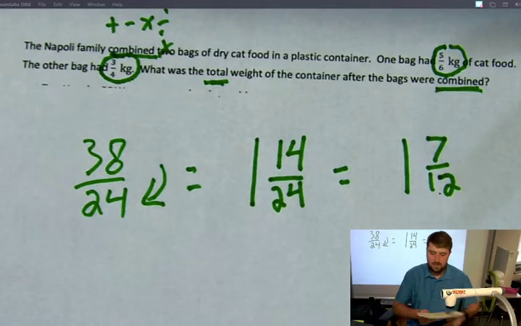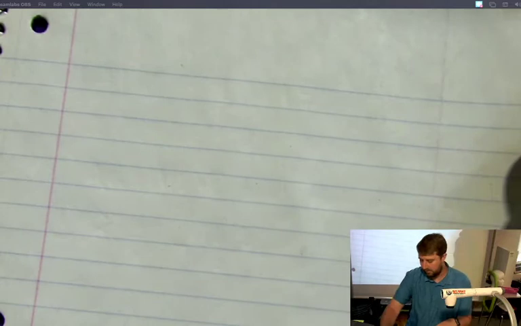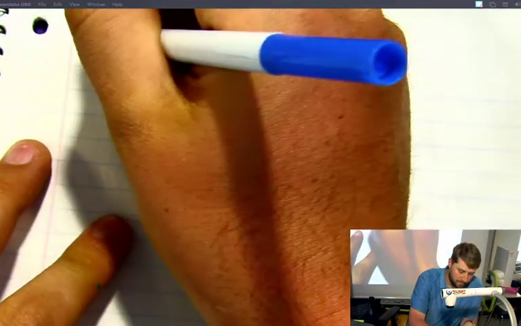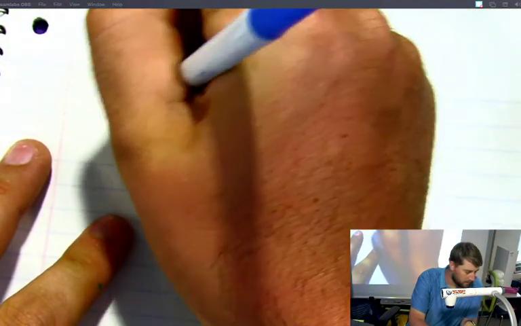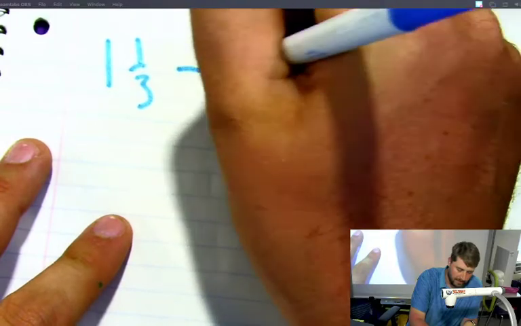Well, now I'm going to get my virtual math notebook ready. Here we go. And I am going to get ready to take on our first problem of the day. It is going to be 1 1/3 minus 1/2.